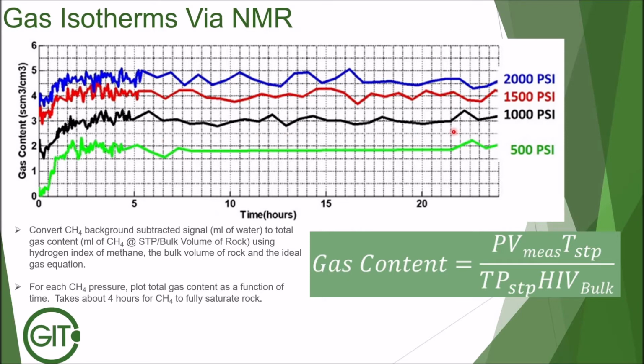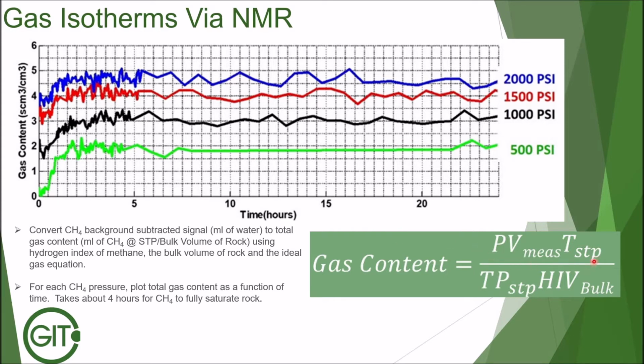So once you have this data, retrieving the gas isotherm is pretty straightforward. You simply take the amount of methane observed for each pressure after 4 hours, and that's the data you need to plot your gas isotherm. So you plot the gas content versus the pore pressure. But right now the gas content would be in units of equivalent water volume. So we need to convert that to gas content in units of SCM cubed versus centimeter cubed.